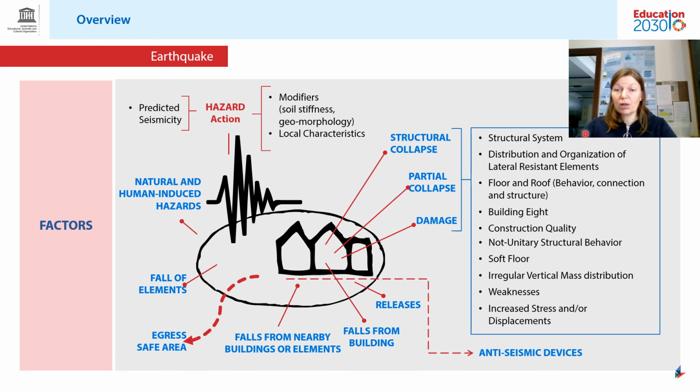So it is necessary to look at the structural system of the school buildings, the distribution of the lateral resistant elements, the characterization of the floor and of the roof, the building height, the construction quality, the behavior of the structure, whether it is good behavior or not good behavior, that means a unitary or not unitary behavior. If the building completely crumbles under the seismic action, it is a very poor behavior. If there are local characteristics causing severe damage, like soft floor or irregular distribution, weaknesses, and so on.